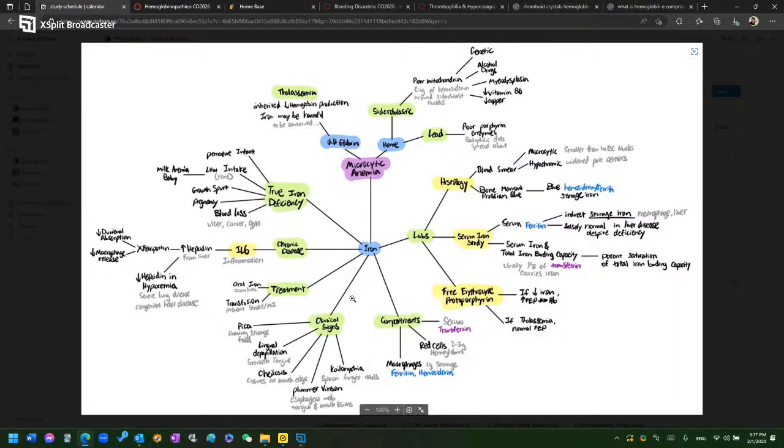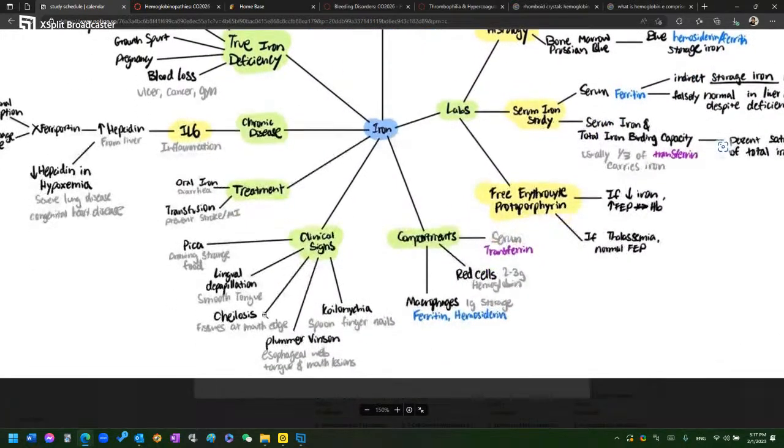Clinical signs of iron deficiency: pica. It's when you really want to eat some weird stuff. I was thinking about the One Piece character. He was talking about pica because he's a big stone guy, and eating clay is part of this pica.